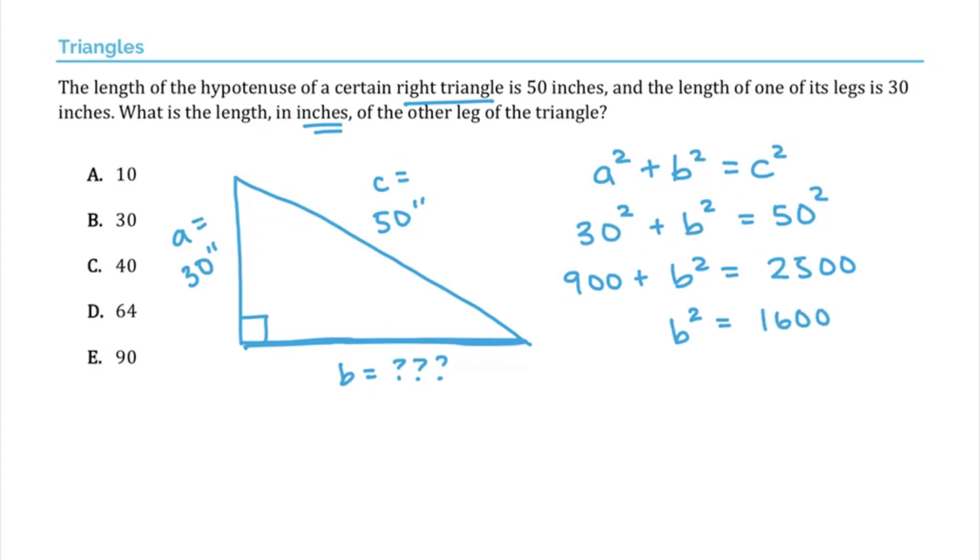Just as I did before, because I'm squaring b, I'm going to do the opposite and take the square root of both sides so that I can get b by itself. The square root of b squared is b, so b equals plus or minus the square root of 1600.